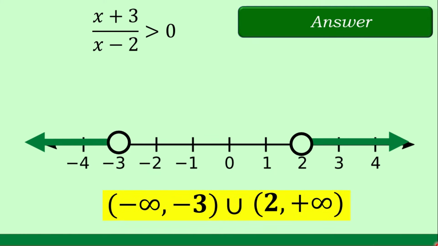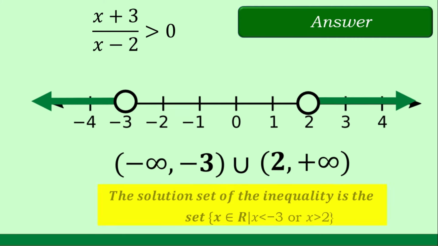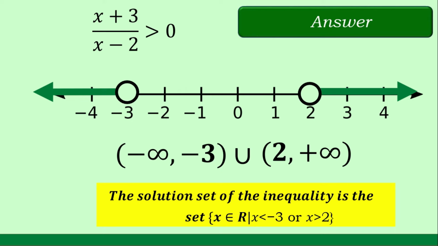How about translating this into a set notation? It looks like this. The solution set of the inequality is the set of this. How do you read this one again? This is in our review part. Set of all real numbers x such that x is less than negative 3 or x is greater than 2. Since I'm using union, the equivalent for that is or. That's why I'm using or for the set notation. So this is our answer using the set notation.